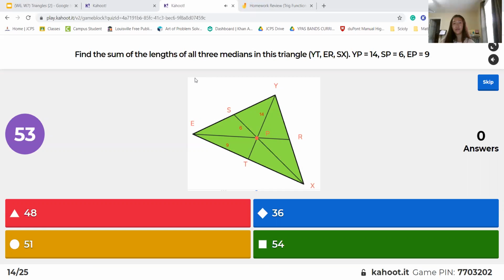You guys have 30 seconds left now, just in case the timer's frozen. Is there an issue with this question? Let's see. Because it should be a 0.5 if EP is 9. You're right. What was the correct answer though?